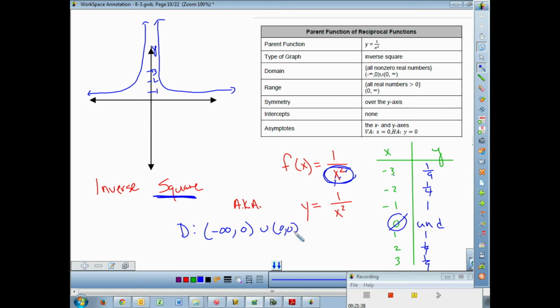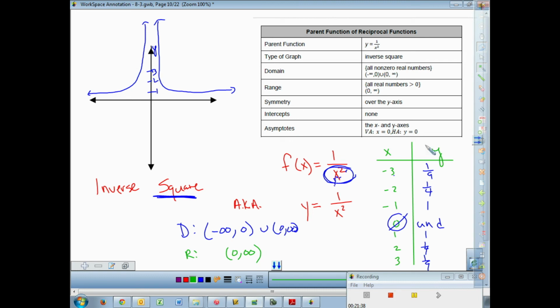You with me on that? You can put anything you want in for x except for 0. Rock and roll? But when it comes to your range, because these numbers you're putting in are getting squared, they can't come out negative and they can't come out 0. Won't they be larger than 0, from 0 to positive infinity?